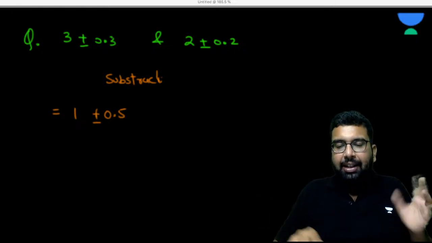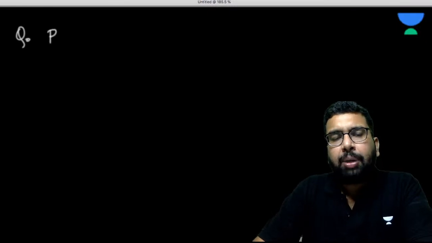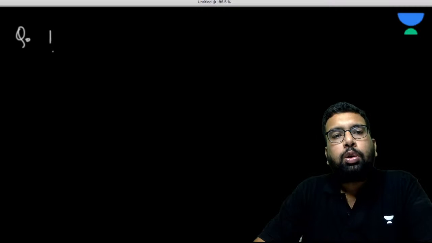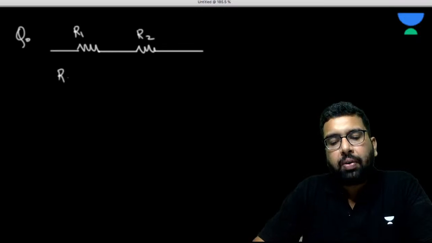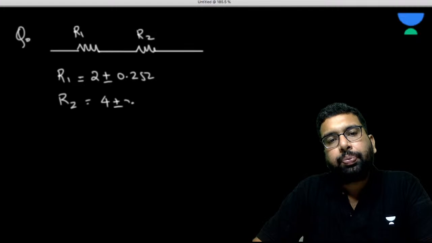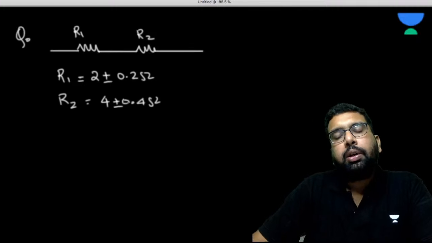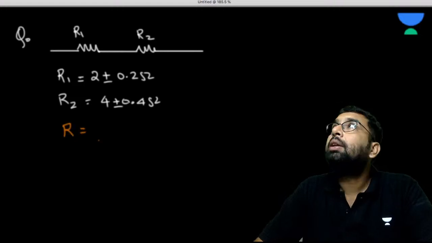Okay. Now there can be n number of questions that we can do here, but I'll keep it to just one or two questions, because I think this is a very simple concept. So let's suppose we have two resistances connected in series. This is R1, this is R2, and R1 is 2 plus minus 0.2 ohm, and R2 is 4 plus minus 0.4 ohm. Now you need to give me the final resistance.